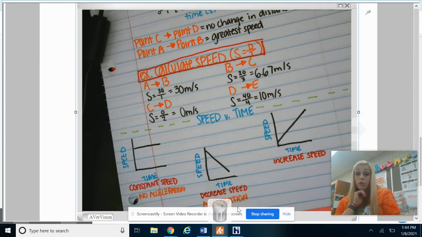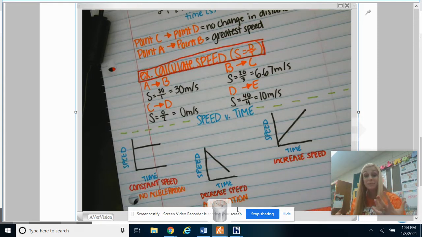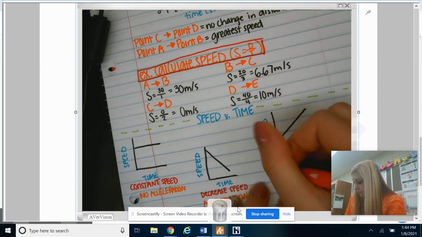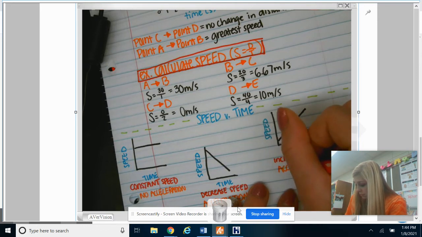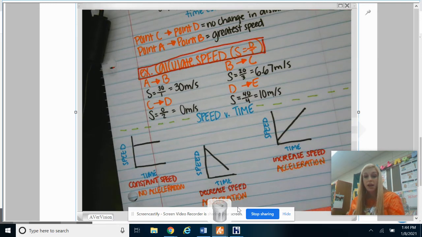All right, so are we accelerating? Did we speed up? Yes, we sped up, we increased speed. So we are accelerating. So on a speed time graph, you can decide if it shows acceleration based on if you speed up, slow down, or change directions.